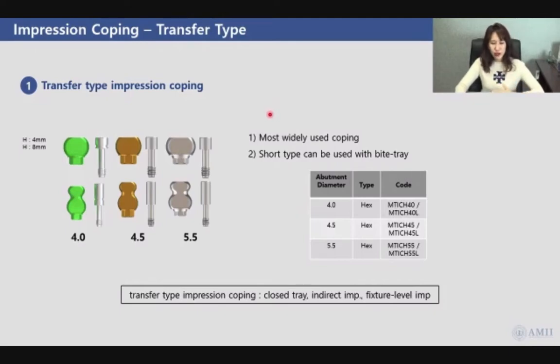At least here in Korea, the transfer type coping is most widely used. We use it with the closed tray, and of course, because it's coping, it's an indirect impression, and we can take the fixture level impression.